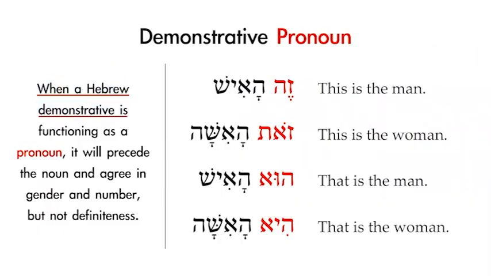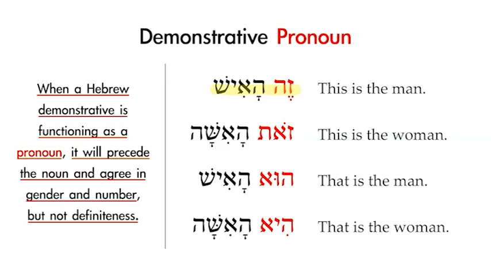Let's consider now how a demonstrative functions like a pronoun. When a Hebrew demonstrative is functioning as a pronoun, it will precede the noun and agree in gender and number, but not in definiteness. This is like the predicative use of the adjective in the previous chapters. Consider these following examples. We begin with zeh ha'ish. This is the man. The demonstrative zeh is in first position, and it's masculine and singular.